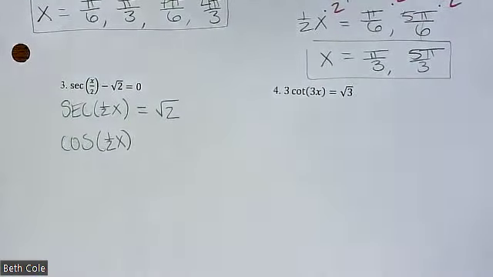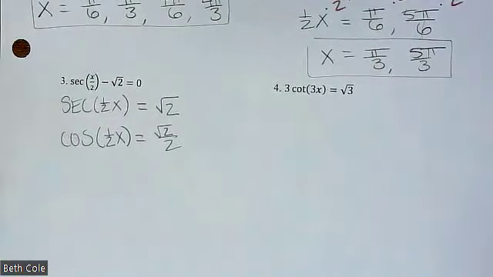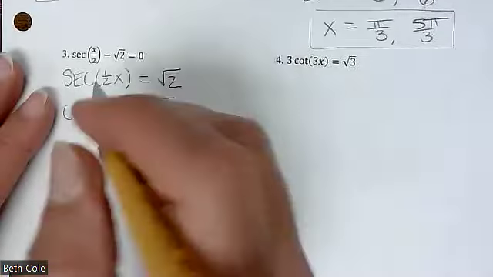Cosine 1/2 x. Now, if you flip square root of 2, it comes out to square root of 2 over 2. Just trust me on that one. If you do that, you end up having to rationalize it and there's 2's everywhere and it's a big old mess. Just trust me. That's what it comes out to. Right? So now we're ready to draw our picture.